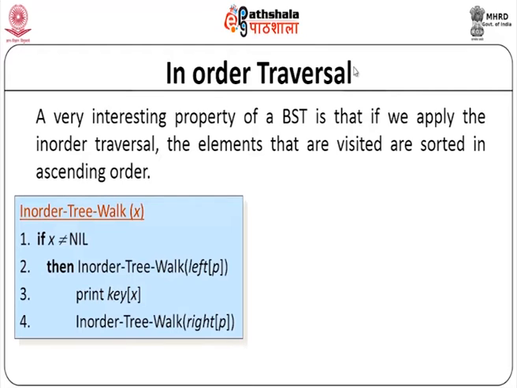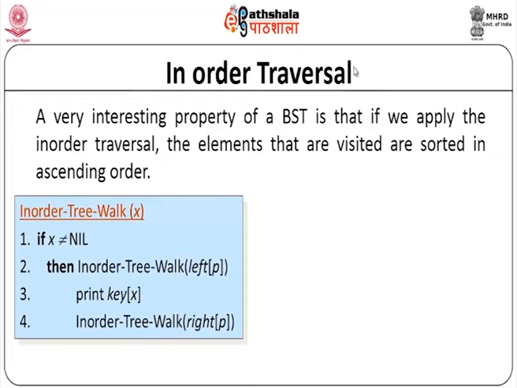Let us look at the algorithm, in-order tree walk x. Here x is the root node. If x is not equal to null, because if it is null you cannot do anything, then, this being a recursive algorithm, you do the in-order tree walk of the left of x, print the key, and then do the in-order traversal of the right of x.